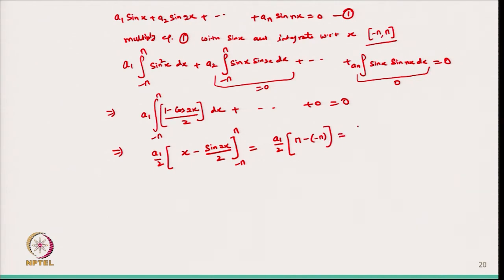So I will get only pi minus minus pi. And from here, I can write down that it is 2 pi by 2 a1, and that is going to be a1 pi, and this is going to be 0. So from here you can check that a1 is going to be 0. So the first coefficient a1 is becoming 0.